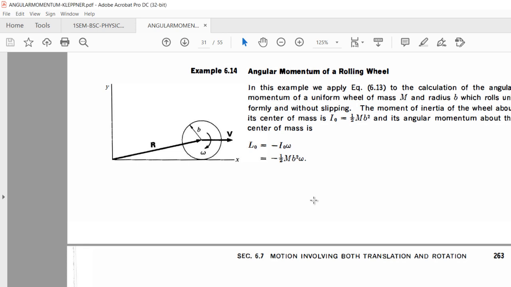Hi, good morning students. Today we are going to study angular momentum of a rolling wheel.